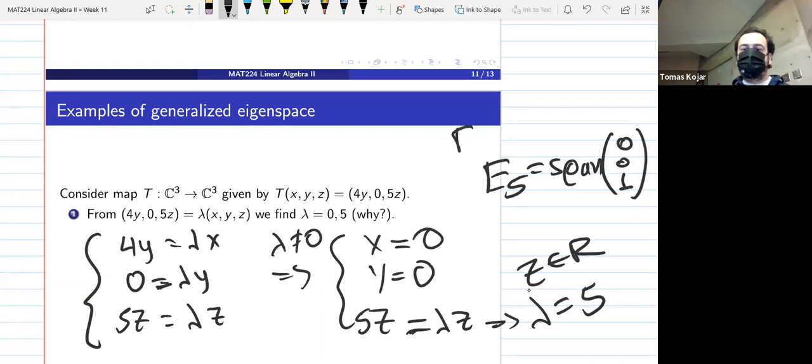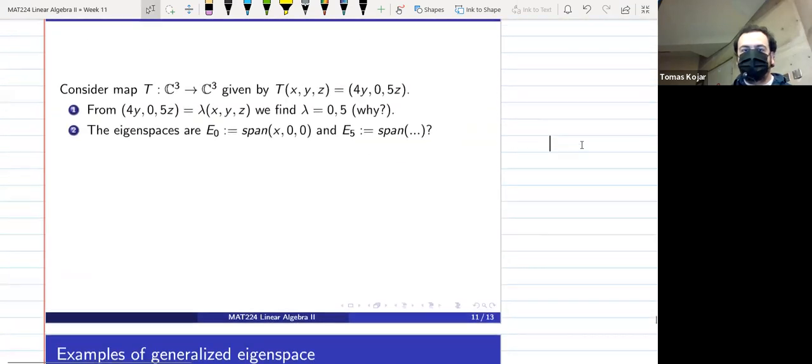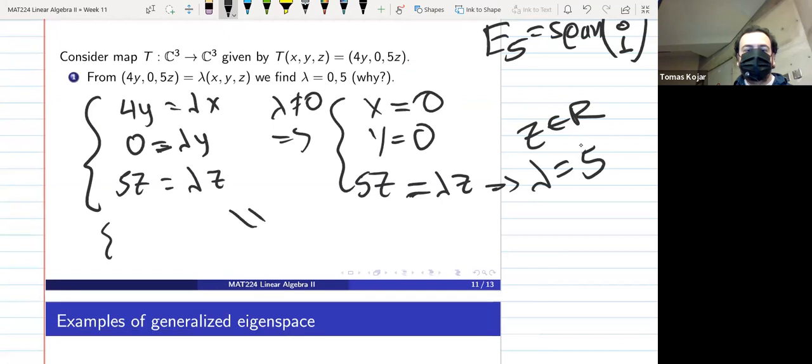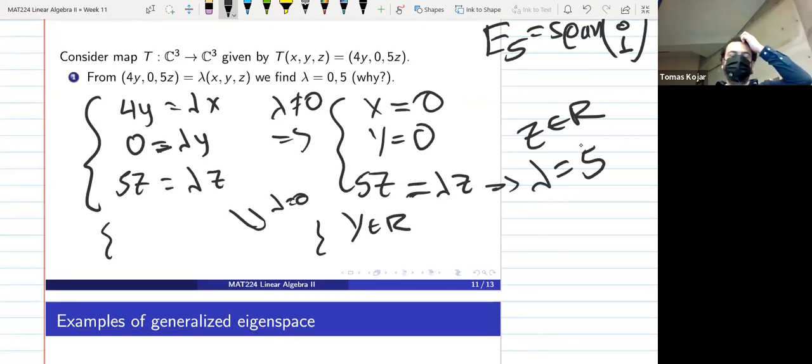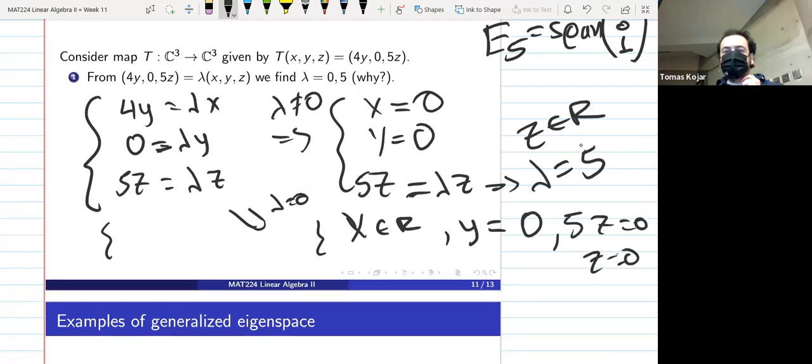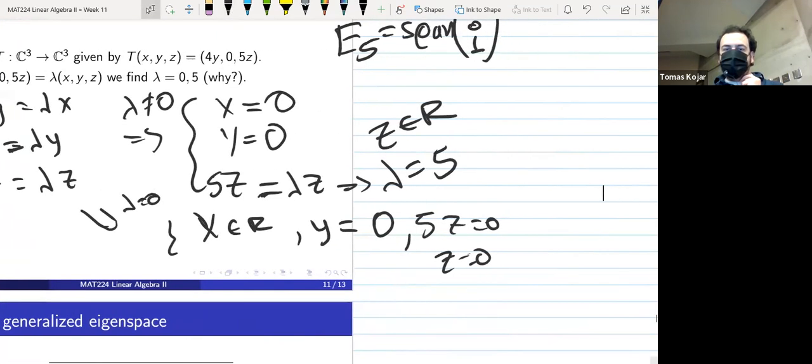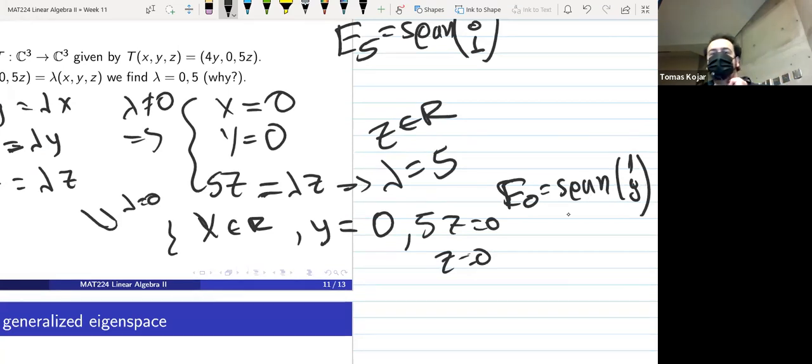Yeah, one. And then E0, if you put lambda equals 0, y can be anything. Well, depending on what you like, we can start from x being anything. That means y is zero, and then z. And then 5z is 0, so it's 0. So then what is the span of E0? Okay, Zoom people, so this is E5, this is E0.